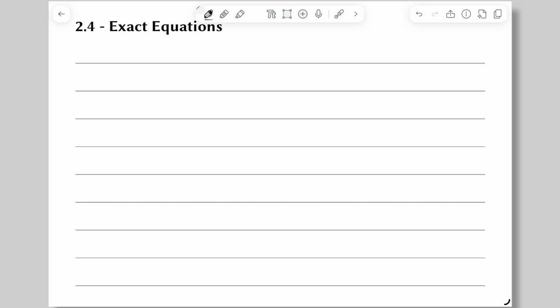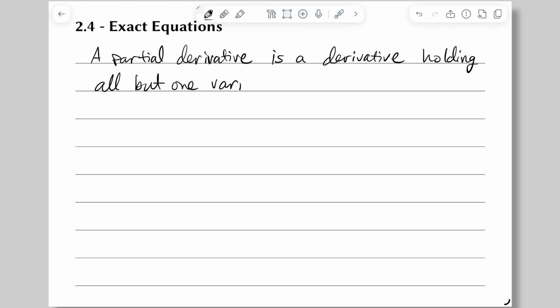In order to talk about exact equations, we need some background, in particular partial derivatives. A partial derivative is a derivative holding all but one variable constant. And here we're actually talking about multivariable functions. Suppose we have a function f of x, y is equal to x squared times y cubed.